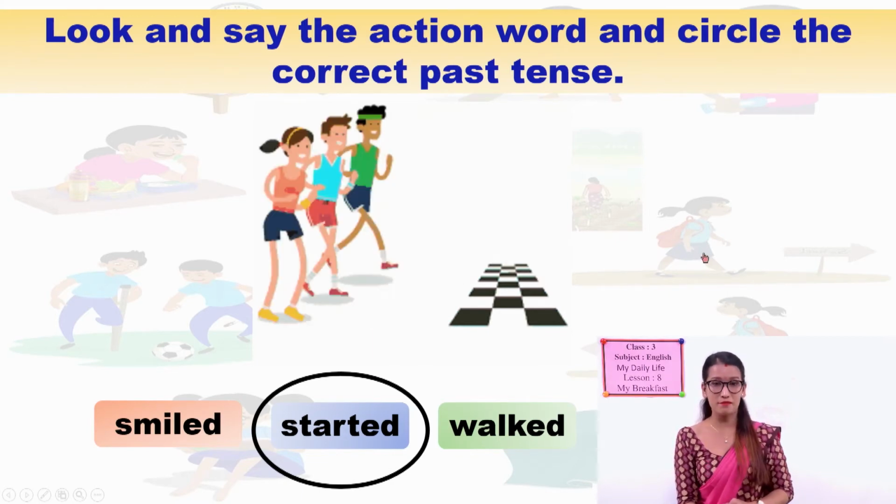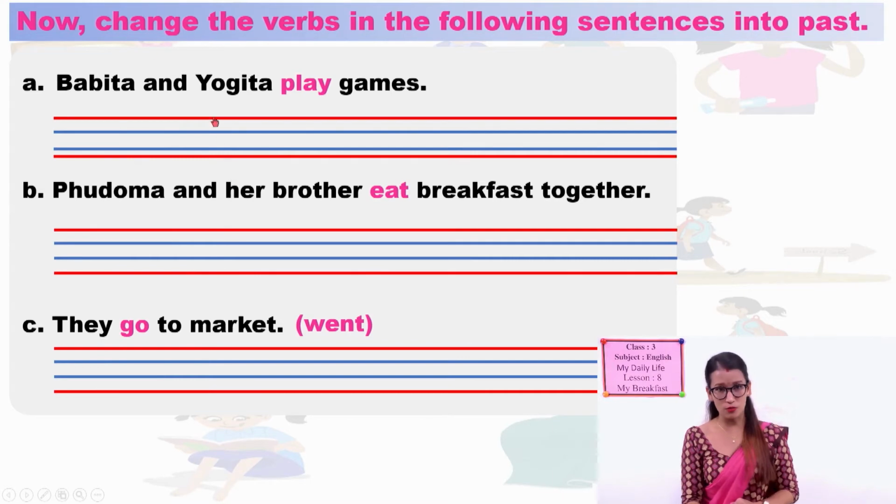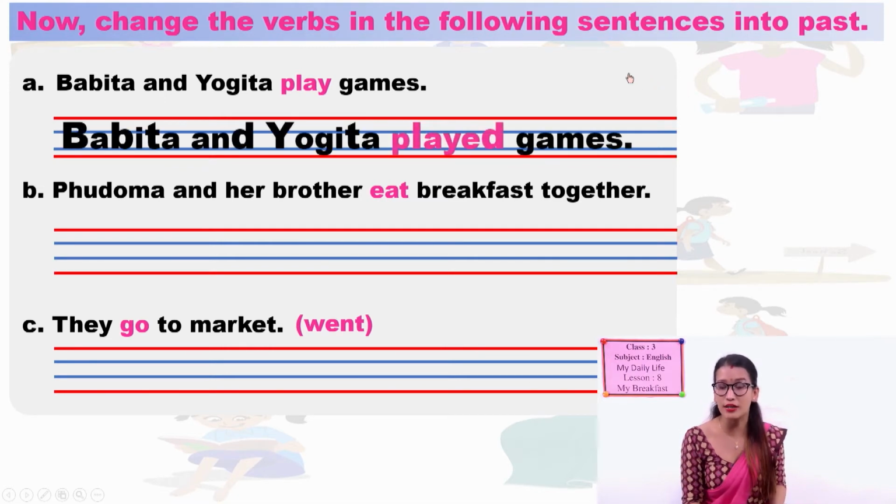Yes? Okay. Now, here, you have got this exercise in your book, okay? What is here? Let's read. Now change the verbs in the following sentences into past. Okay, into past. These are the verbs in pink color. Okay, we need to change the verbs. Let's read A number. Babita and Yogita play games. Now what should we write in place of play? Played. Very good. So let's write Babita and Yogita played games. Excellent. Now look here. Puduma and her brother eat breakfast together. What should we change? The verb. Ate breakfast together. Can you do that? Try to do that.